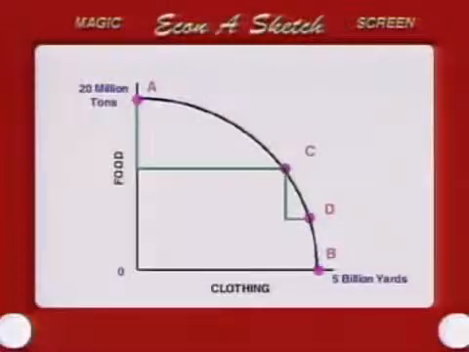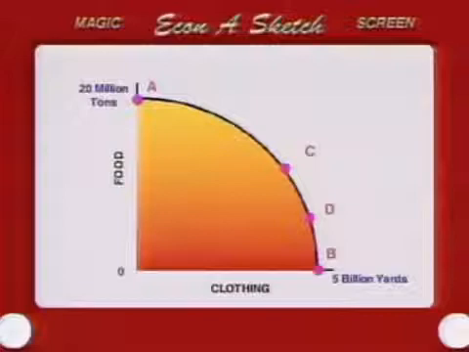The area inside the curve represents feasible combinations of food and clothing. But since the economy isn't producing at the boundary, resources or technologies are not being fully utilized, so production is not efficient. The area outside the curve are not feasible combinations given current resources and technology.